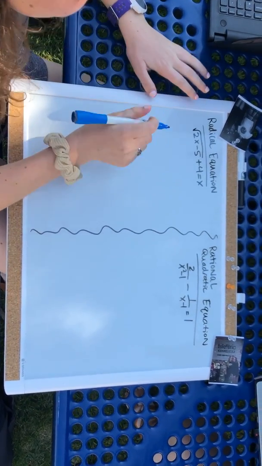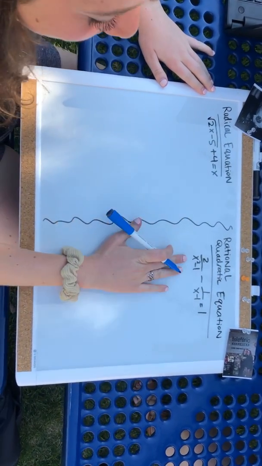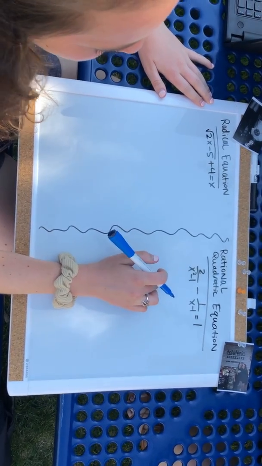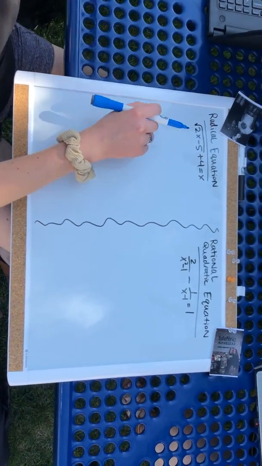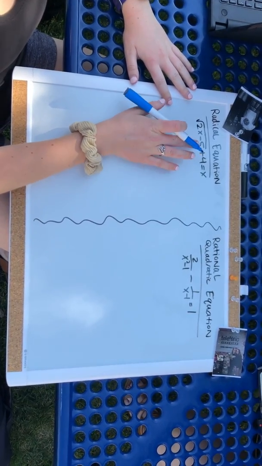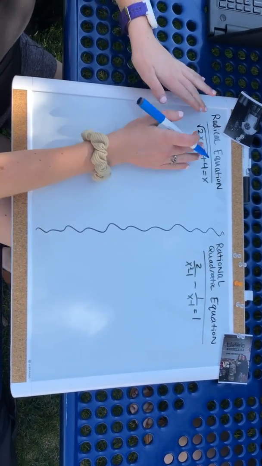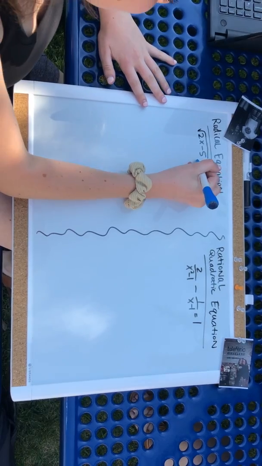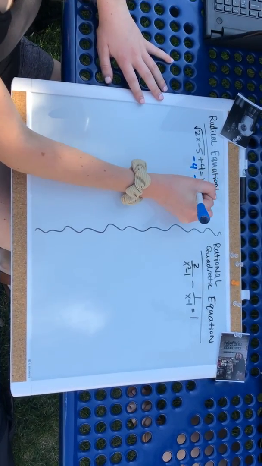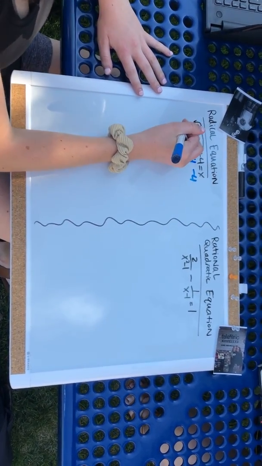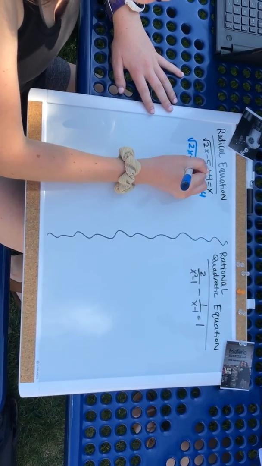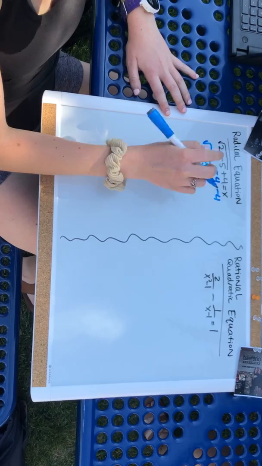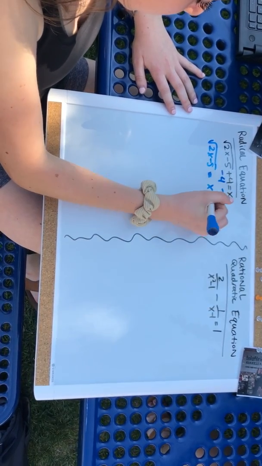Right, so we are going to be solving a radical equation and a rational quadratic equation. I'm going to start with this one. The first step is to subtract the 4 so you can isolate the square root. So minus 4. We're going to write this back down: the square root of 2x minus 5 equals x minus 4.